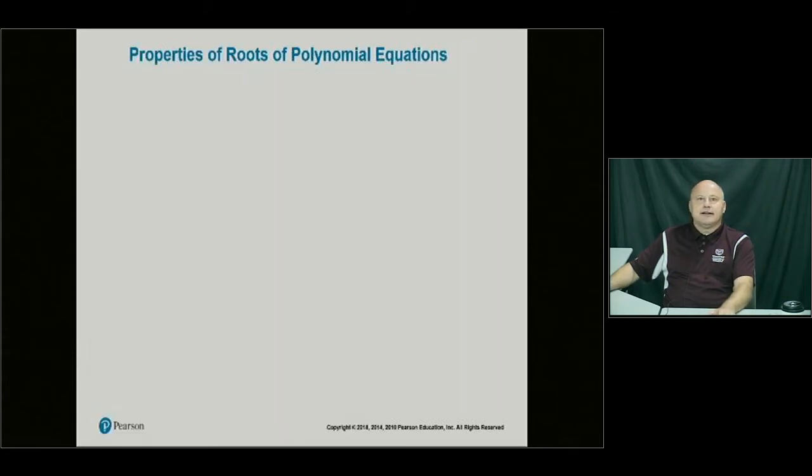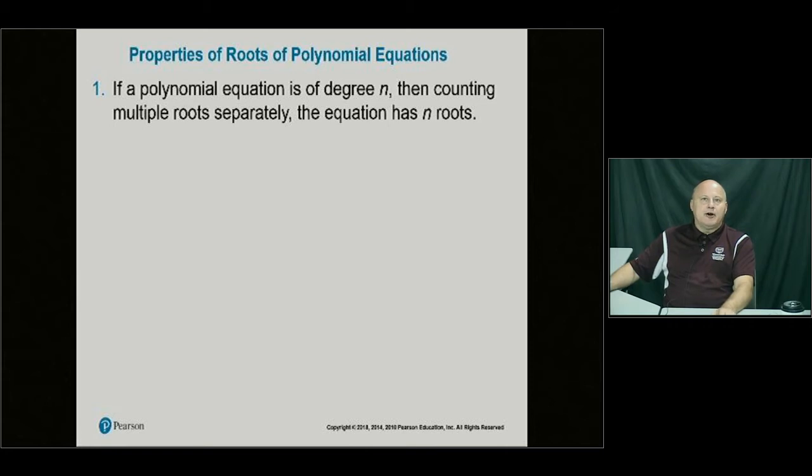All right, so let's move on. Properties of roots and polynomial equations. If a polynomial equation is degree n, then counting the multiple roots separately, the equation has n roots. Like I just said a while ago, if the degree is 3, you're going to have 3 answers. If the degree is 5, you're going to have 5 solutions. Now sometimes the roots duplicate. You remember we talked about multiplicity. So in other words, 1 might be a solution not just one time, but twice.